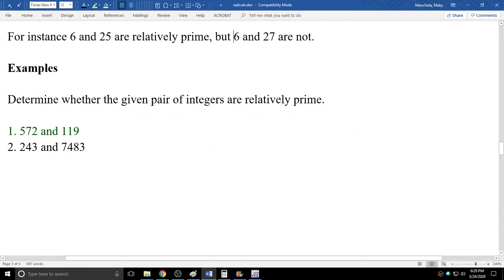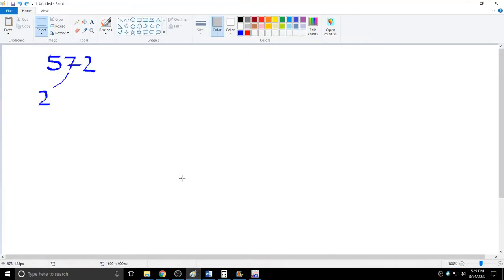Examples. Determine whether the given pair of integers are relatively prime. 572 and 119. Let's look at 572. Prime factors of 572 are 2. So 572 is 2 times 286. 286 is divisible by 2. It is 2 times 143. 143 is not divisible by 2, but it does happen to be divisible by 11. So 143 is 11 times 13.